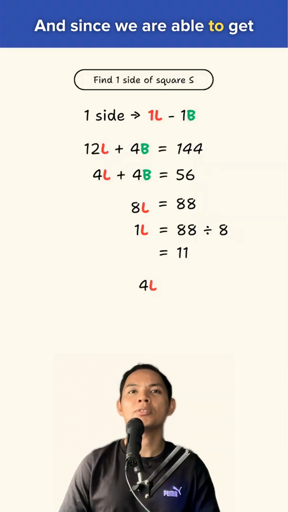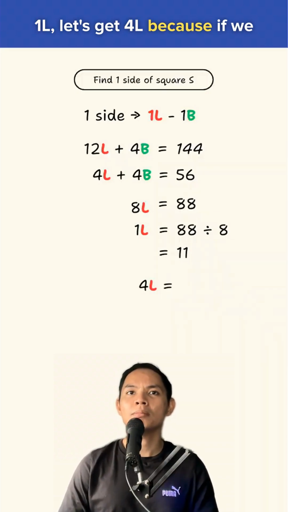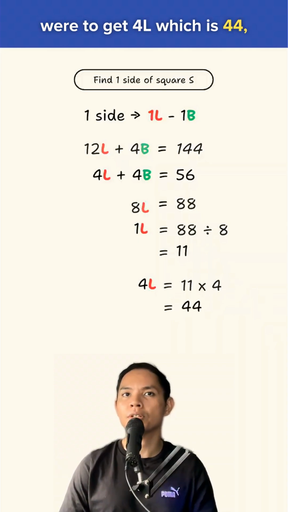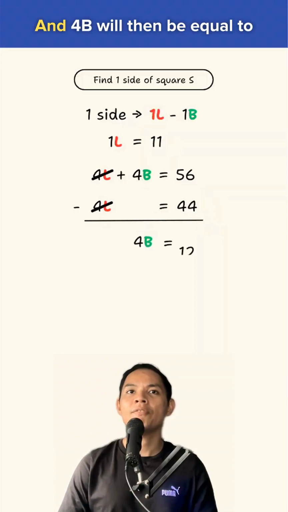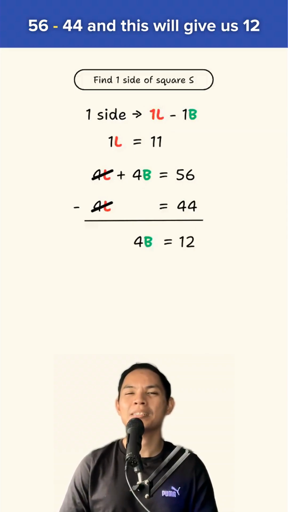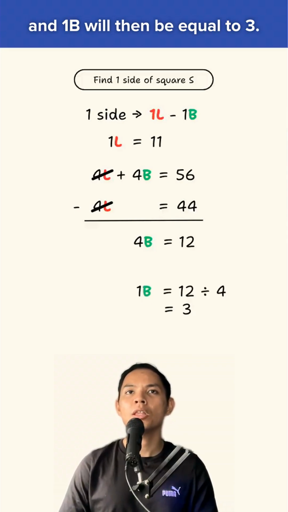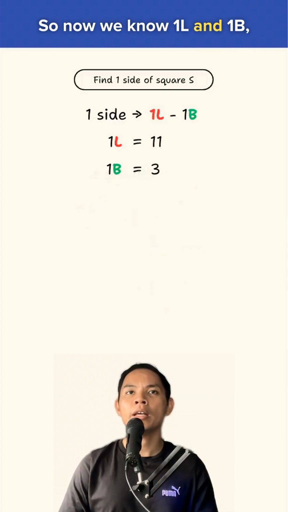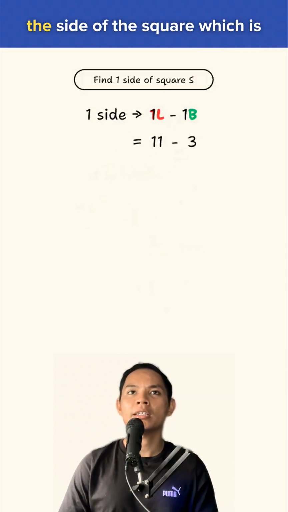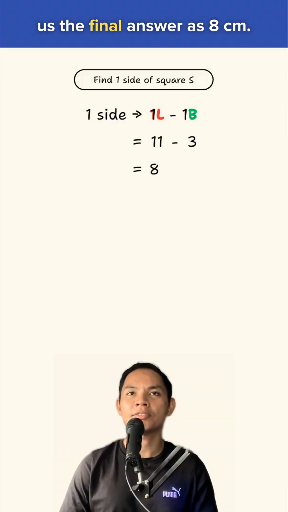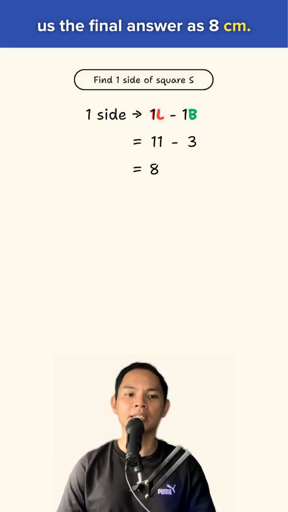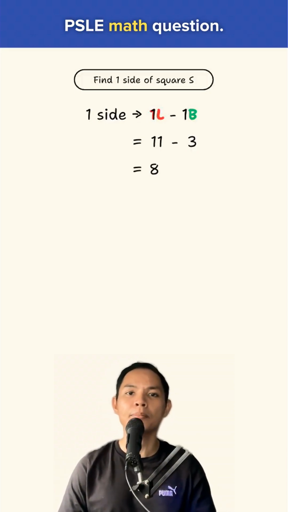Since we are able to get 1L, let's get 4Ls, which is 44. Then we can minus off from 4L plus 4B, and this will give us 4B instead. And 4B will be equal to 56 minus 44, which gives us 12, and 1B will then be equal to 3. So now we know 1L and 1B, we can calculate the side of the square, which is basically 1L minus 1B, and this gives us the final answer as 8 centimeters. And that's how you solve this PSLE math question.